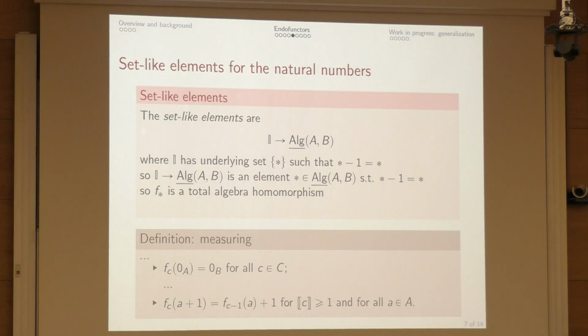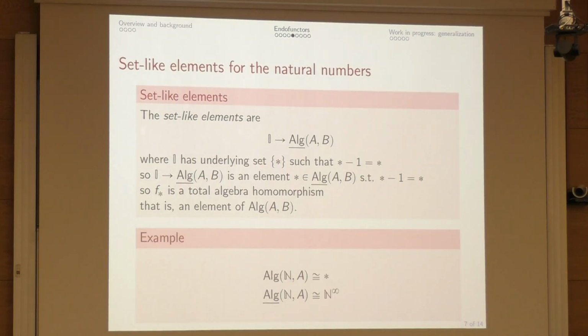And so if we think about what this means, if we look at the definition of measuring the relevant parts, then we ask here for this and this. But if C minus 1 is C, I mean, we just have a star, and star minus 1 is star, then we see these two requirements, which are just the definition of an algebra homomorphism between algebras for this endofunctor. So we see that this requirement just means that our star here, which I call star here and F star here, is a total algebra homomorphism, which is an element of this set between A and B. So indeed we find that these set-like elements are what we think they are.